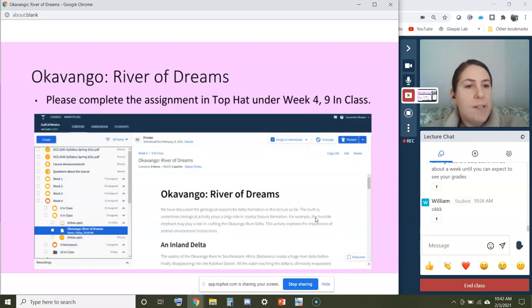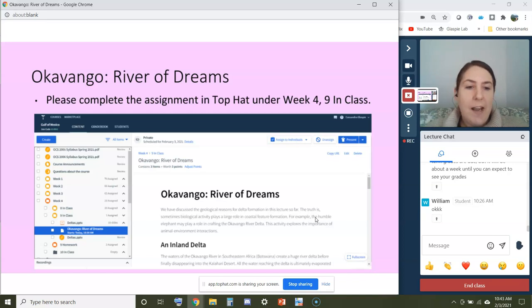All right, any questions about river and delta formation? We will talk more shortly about some additional features of delta formation. But before we do that, I have an activity for you all. So I think you'll find this one fun. It has to do with elephants.